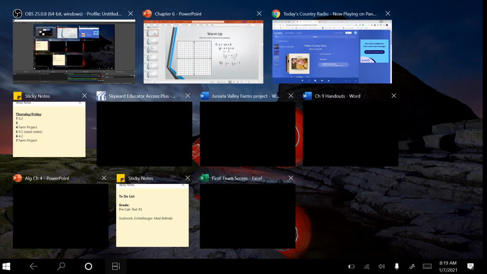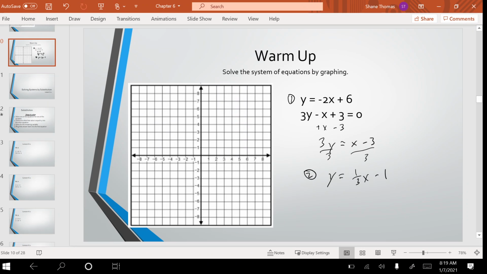All right, so after I solve that, I got to graph those two equations. Solve the first one. First one was good. Second one I solved for y. Put them both on the same graph now.